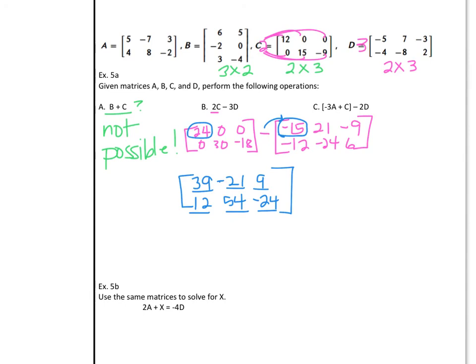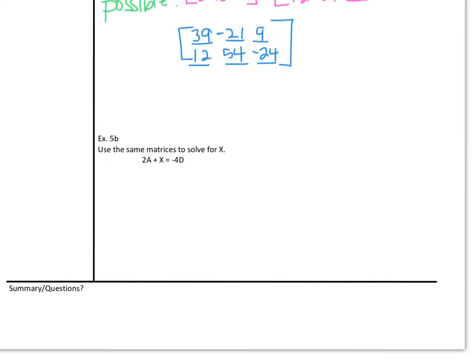Now we have another one at the end, but I would hope at this point you get the idea of adding and subtracting and multiplying by a scalar. So I'd like to just go down to example 5B towards the bottom. Our final example, it says use the same matrices to solve for capital X. Capital X means matrix X. So what I would do in this equation is get X by itself first. Now this is a pretty easy scenario. If 2A plus X is equal to -4D, we could simply move matrix 2A to the other side. So in theory, we get X by itself.